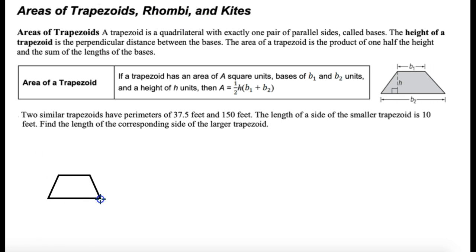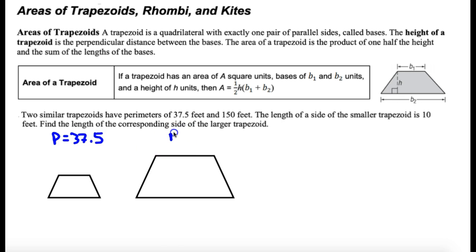So we've got a small trapezoid and a little bit bigger trapezoid. And it says they're similar. And we know the perimeters. So the perimeter of the smaller one is 37.5, and the perimeter of the bigger one is 150. And we know the length of one of the sides of this trapezoid is 10. So we don't know which one, I'll just make it this one. And we want to find the length of the corresponding side over here. So I'll call that x.